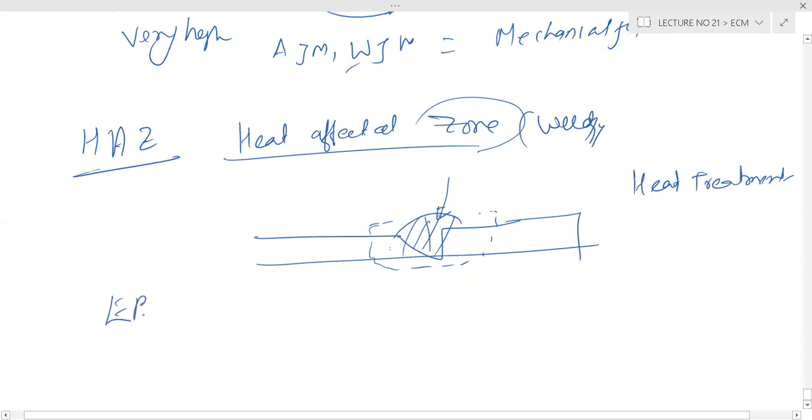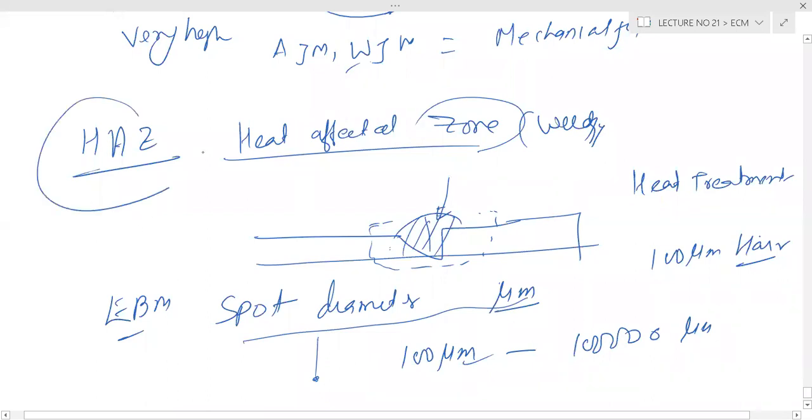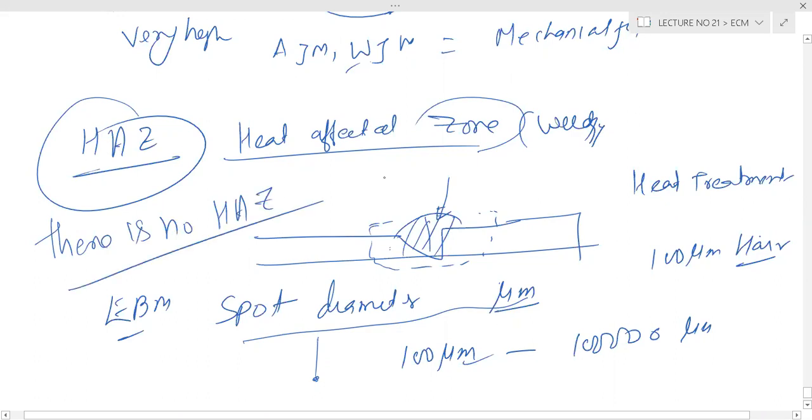In this case, electron beam machining, the spot diameter is in the range of microns. It is 100 micron to 10,000 micron. And you know, 100 micron is our hair thickness. So the heat spot diameter is very small, power density is very high, and the heat affected zone is very low. I mean, there is no heat affected zone. That is the advantage.